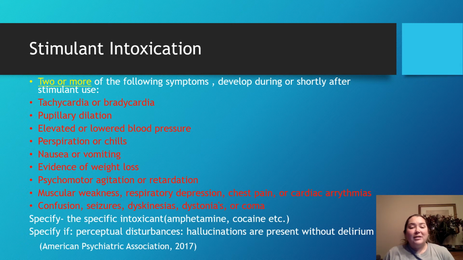And when you make this diagnosis, you want to specify which stimulant they are using, such as amphetamines or cocaine. And then also you want to determine if there's any perceptual disturbance associated with it. So are they having any hallucinations associated with their intoxication?